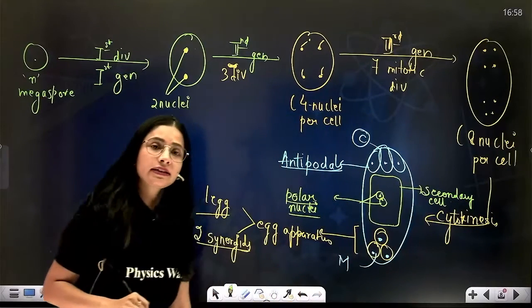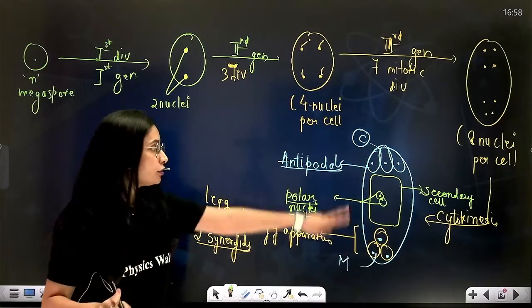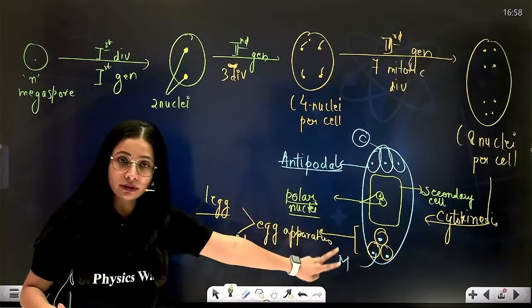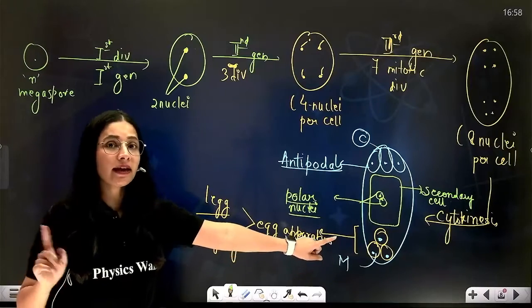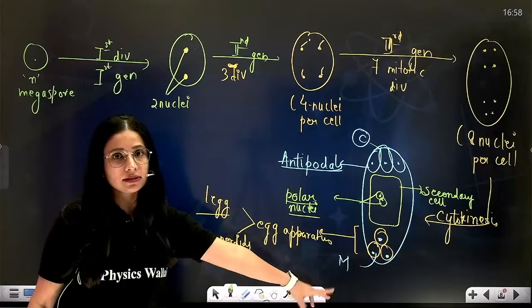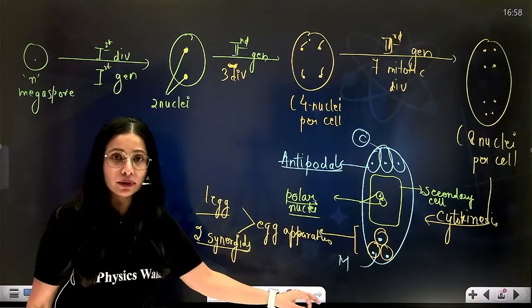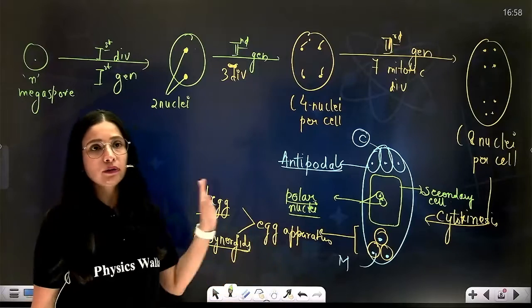Correct? Yes or no? So, how many cells? 7 cells: 3 antipodal, 1 central, 3 lower. But how many nuclei? 8 nuclei: 3 antipodal, 2 secondary, 3 egg apparatus. So, this is the 7-celled, 8-nucleate condition of the embryo sac, the most common Polygonum type.